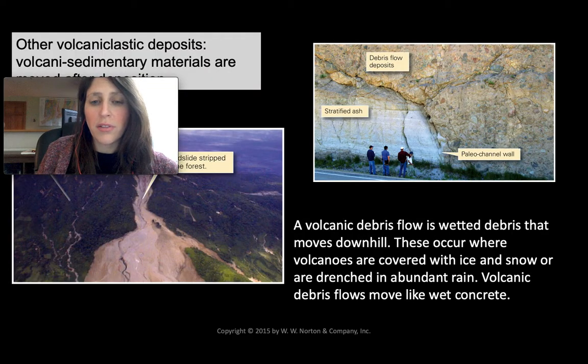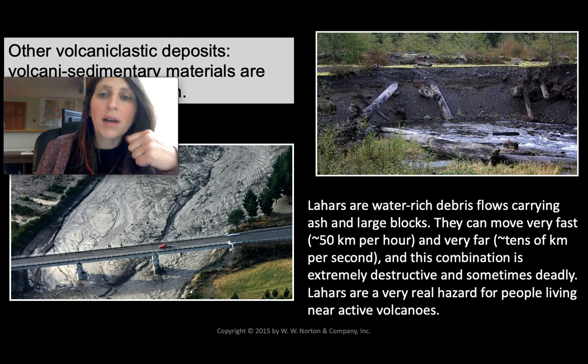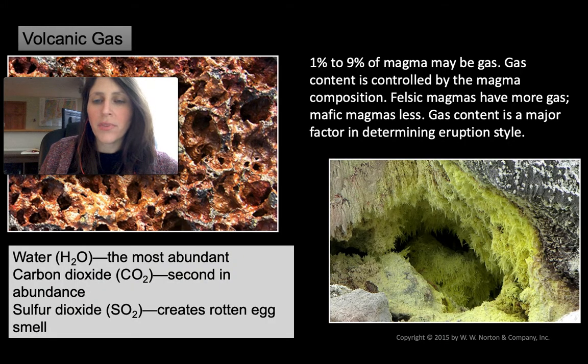So you can get other different types of flows. I'll just go through volcanic debris flows, lahars. We'll talk more about those when we get to geohazards. And then volcanic gas. One to 9% of magma may be gas. This is controlled by the magma composition. So remember, felsic magmas have more gas.